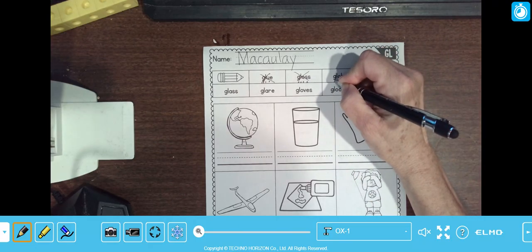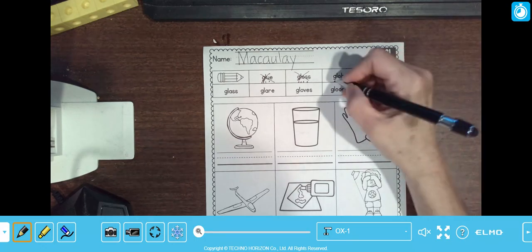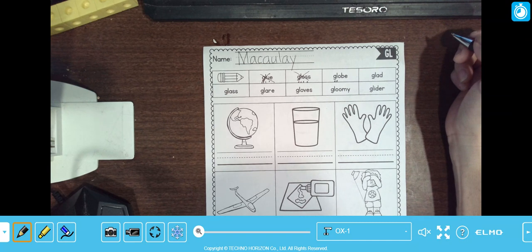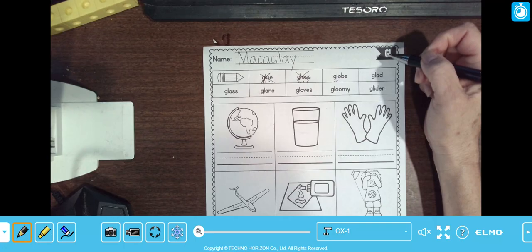The first sound is a G. What sound does the G make? G. Very good. And then the L. What sound does the L make? L. And how do they sound together when you blend them together? Glue. Glue. Here we go.